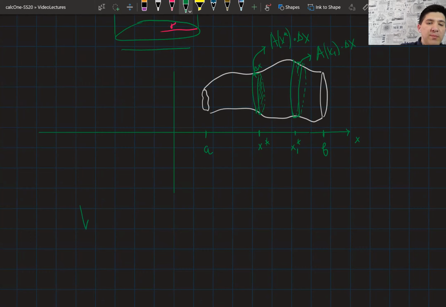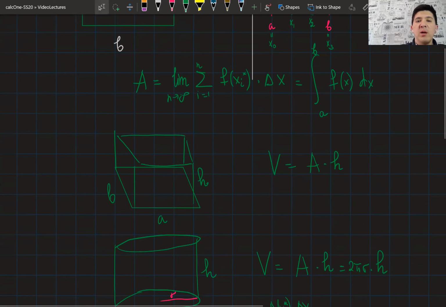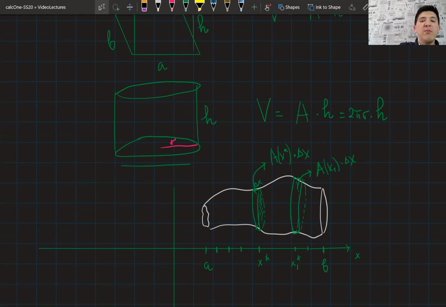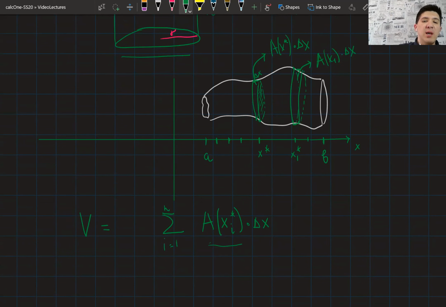So the volume is going to be equal to the summation of the area of the slice at some point xi multiplied by the delta x, where i goes from 1 to n. So basically we're going to make a lot of slices, right? So actually this formula is very similar to the formula of the area, right? Except previously we used to have the function which gives us just the height, and now we've got a function which gives us the area.